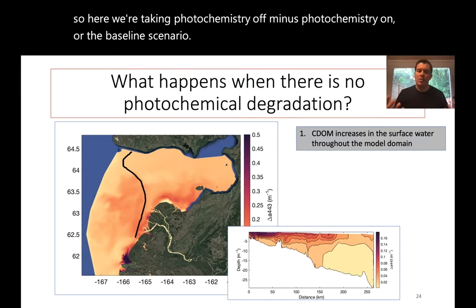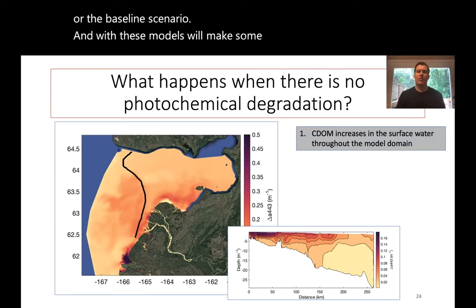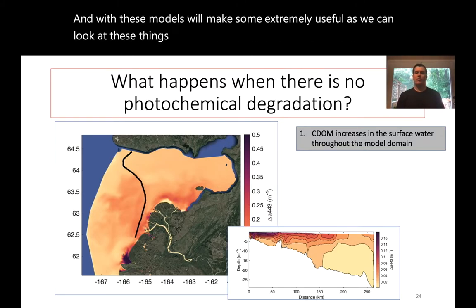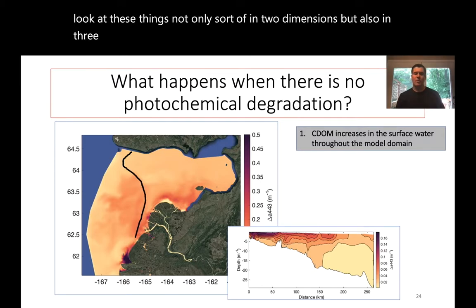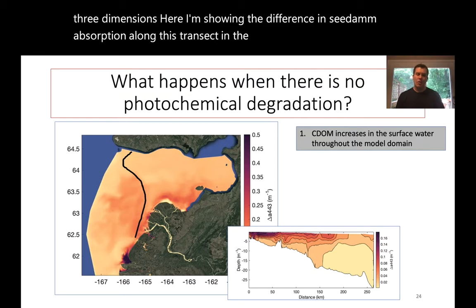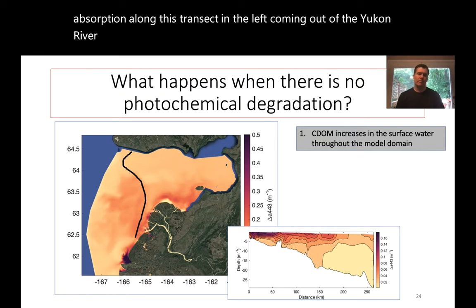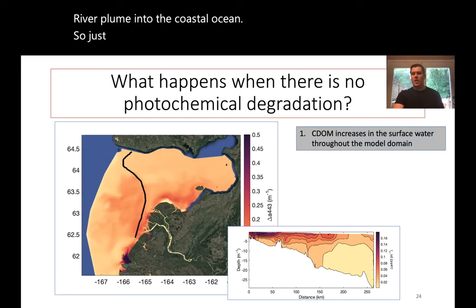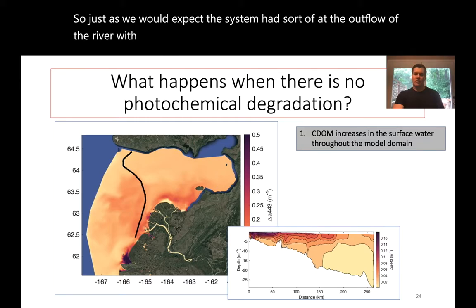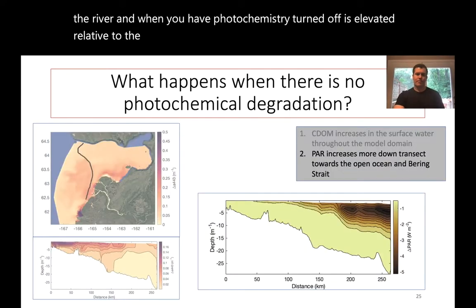And with these models, what makes them extremely useful is we can look at these things not only in 2 dimensions, but also in 3 dimensions. Here I'm showing the difference in CDOM absorption along this transect on the left, coming out of the Yukon River plume into the coastal ocean. Just as we would expect, the CDOM at the outflow of the river, when you have photochemistry turned off, is elevated relative to the baseline scenario.